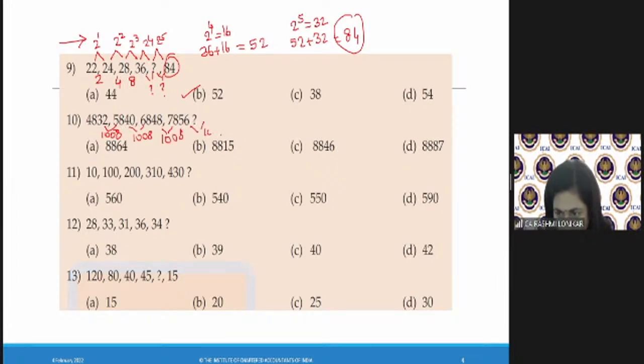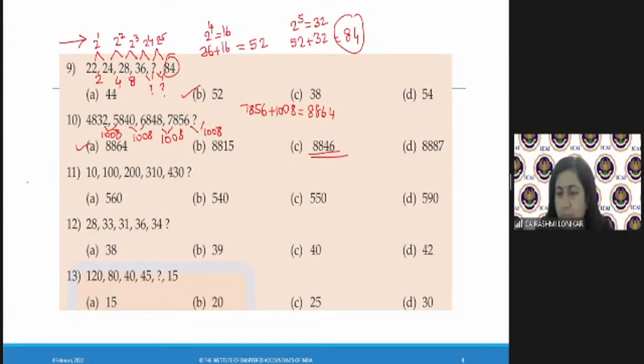So what will this difference be? Again 1008. So since this is an increasing series, so what will it be? 1008 plus 7856. Answer should be 7856 plus 1008 is equal to 8864. Okay. So A will be the correct answer. Be very careful. Sometimes we are in a hurry. We just read 88 and we may tick C. But C is not the correct answer. A is the correct answer.